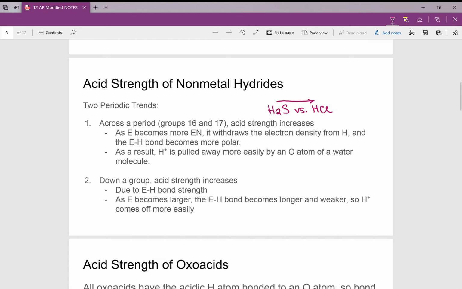And down a group, acid strength is going to increase. So you saw that in the POGL with HF, HCl, HBr, and HI. As you go down a group in this case, because the radius becomes larger, that bond length becomes longer and thus weaker, so that hydrogen comes off more easily. So both of these just simply have to do with what's creating a weaker bond between that hydrogen and that non-metal, and thus going to make it more easily ionized and thus be a stronger acid.